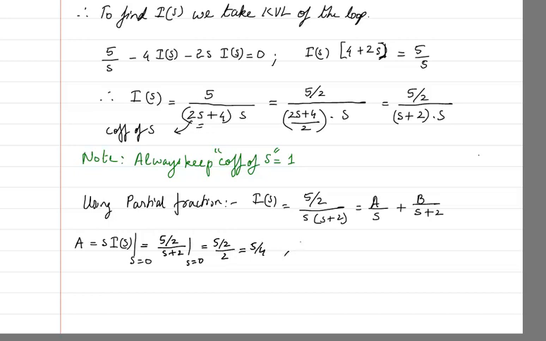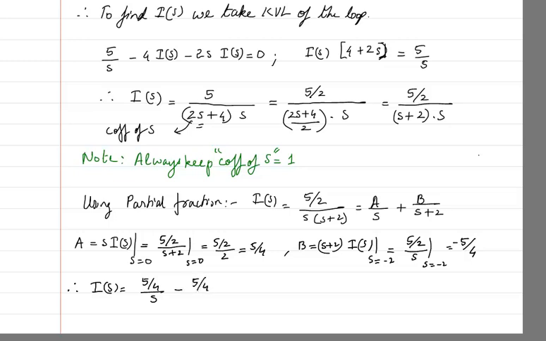Similarly, B, I will get by multiplying I of S with S plus 2 and putting the value of S is equal to minus 2. Based on that, I will get 5 by 2 divided by S at S is equal to minus 2, which will give me 5 by minus 4, which I will take as minus on top. Therefore, I of S is going to be equal to, now look carefully here, A, which is 5 by 4 by S, plus B, which is minus 5 by 4 by S plus 2.